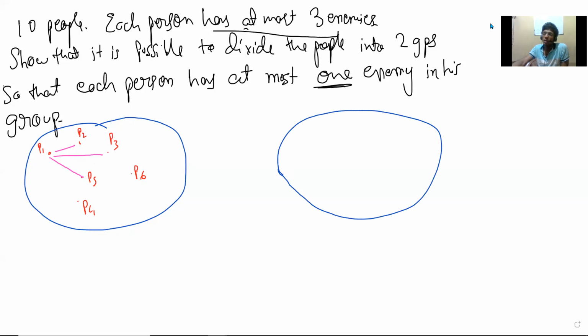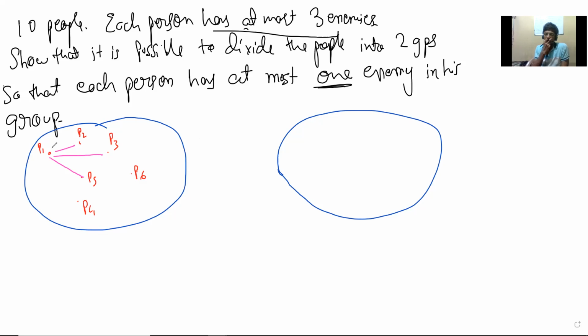Then what should we do? I mean, what's the natural reaction, right? You would say, okay, P2 or P3, you please go to the other group. Or you can just take P1 to the other group. It doesn't matter. That's the point.